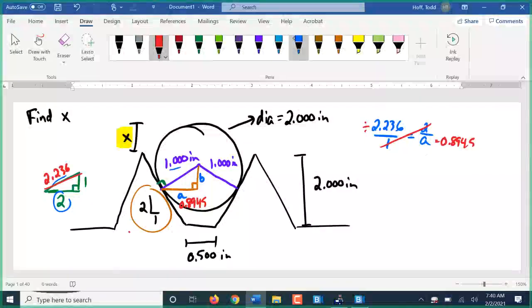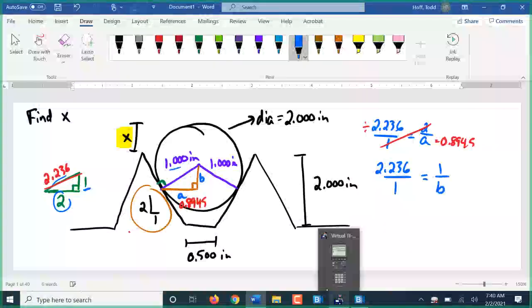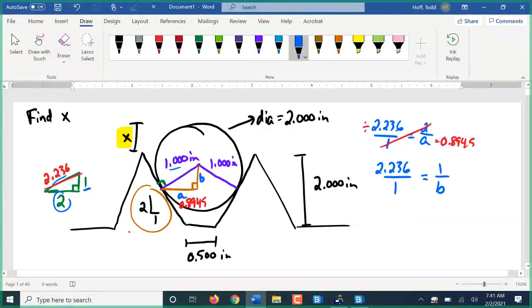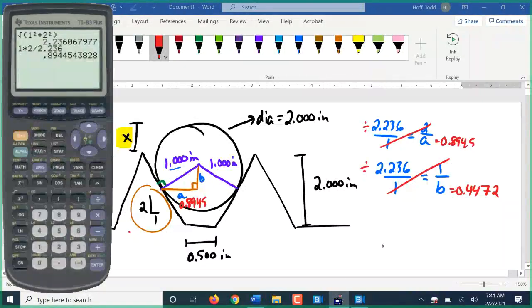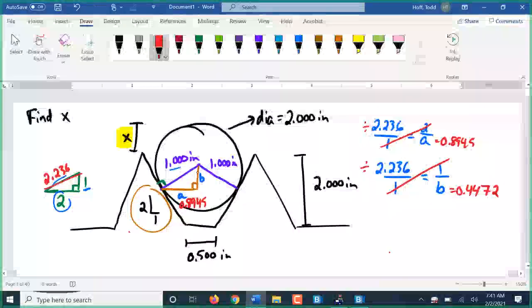For B, similar proportion. 2.236 relates to, what did I do here? Relates to the 1, yep, the same way as 1 here. This 1 relates to B. So 1 times 1 divided by 2.236, cross multiplying and dividing, gives us 0.4472. So that's B here, 0.4472.